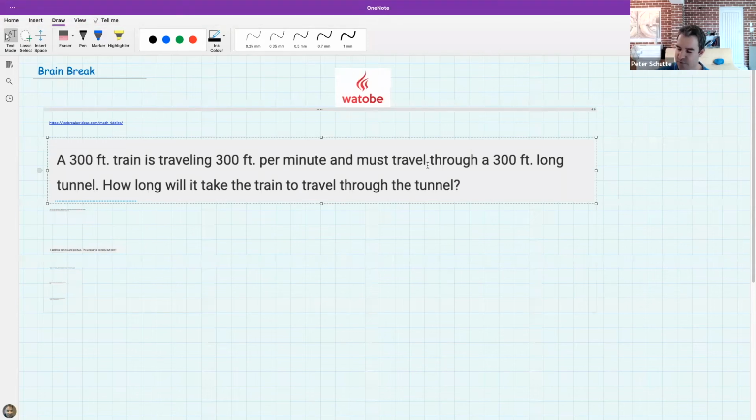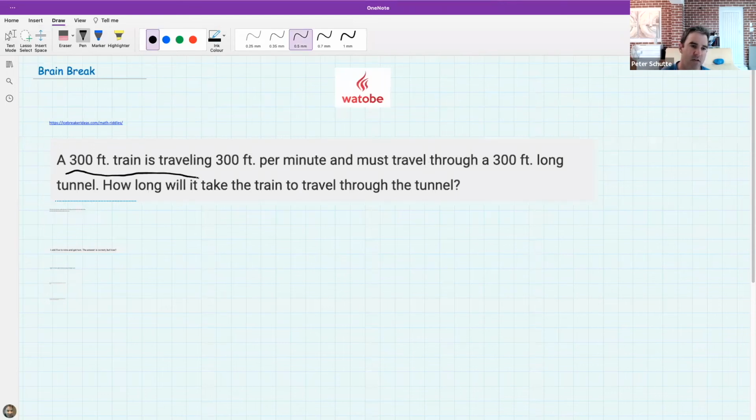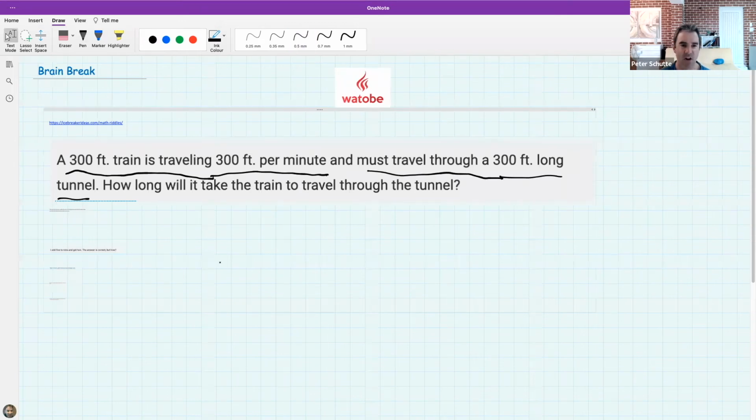So a 300-foot train is traveling 300 feet per minute and must travel through a 300-foot long tunnel. How long will it take to travel through the tunnel?